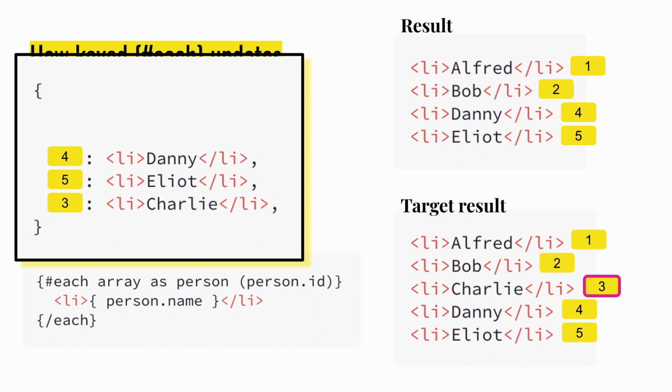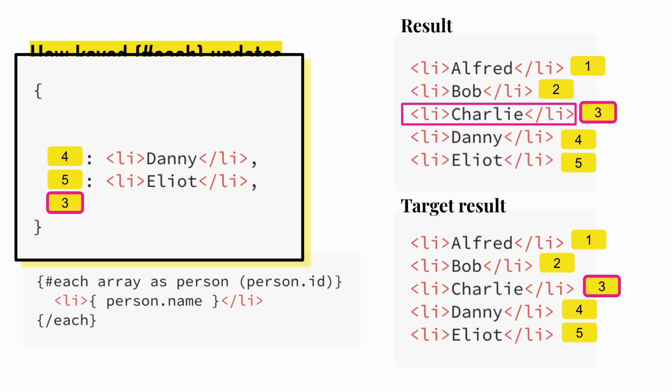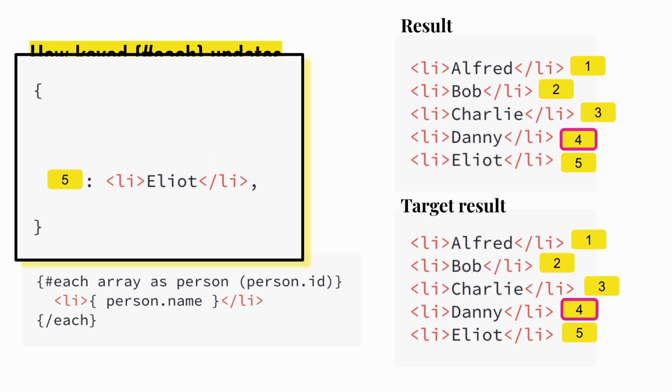Now key 3, right? The target one is key number 3. It exists at this position right now. But what we have at the position right now is not key 3, it's 4, right? So what we do is we insert key number 3 inside these results. And then we move on, right? Next is key number 4.